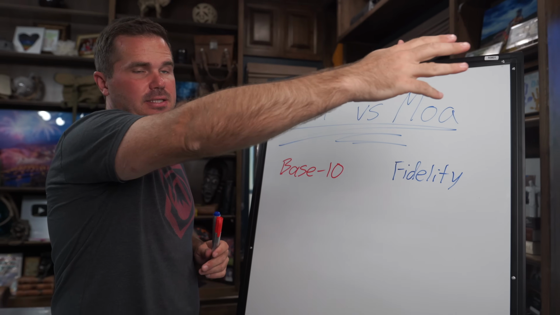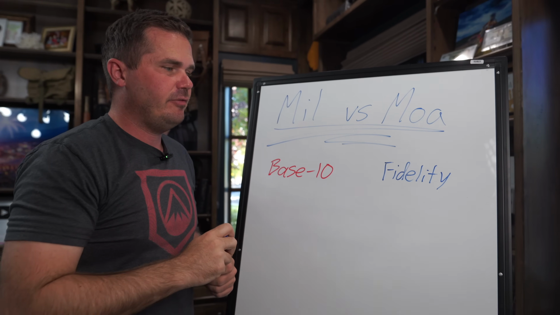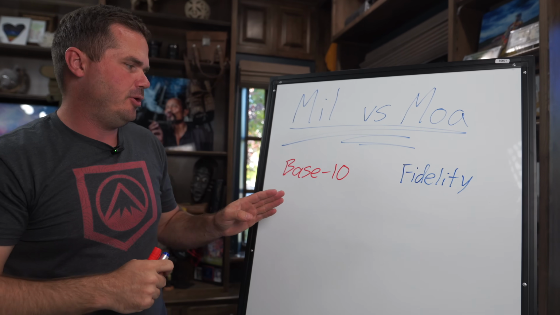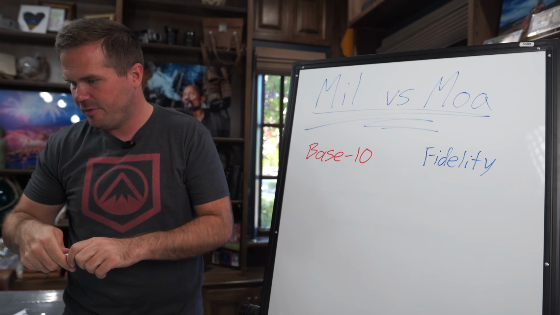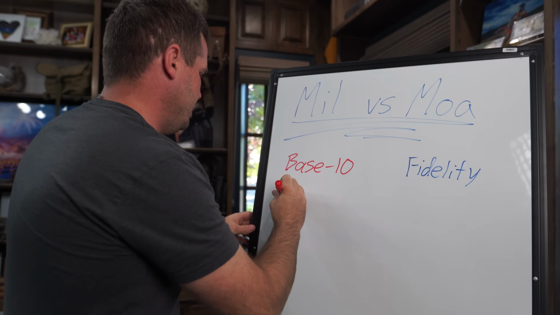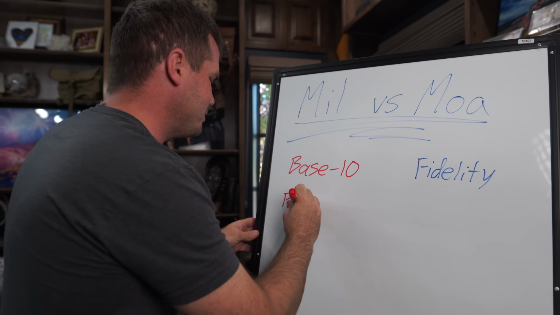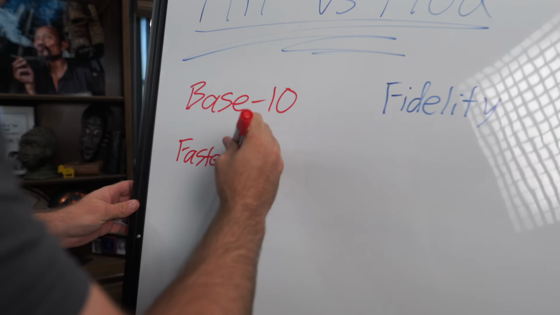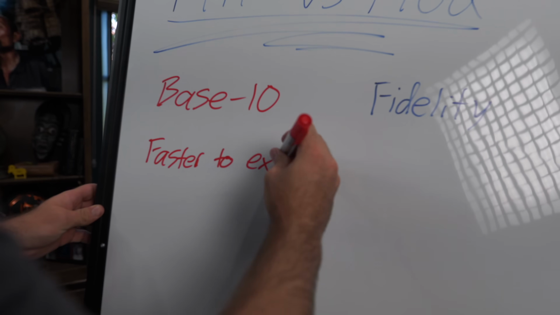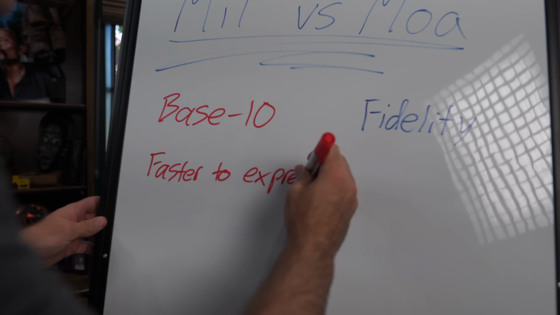At extended ranges, that actually can have an advantage. It's less than you might think when you do a little bit of the math though. All right, next advantage of the mil system is it is faster to express. This seems really, really petty, but when you are doing a lot of shooting, it kind of makes a big difference, in my mind at least.